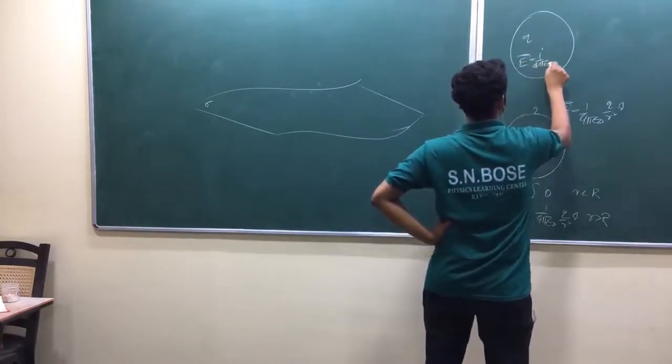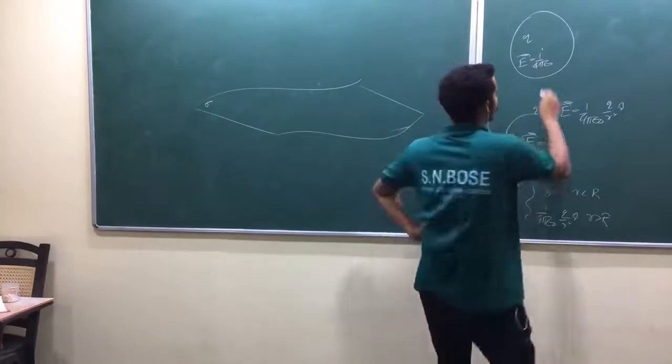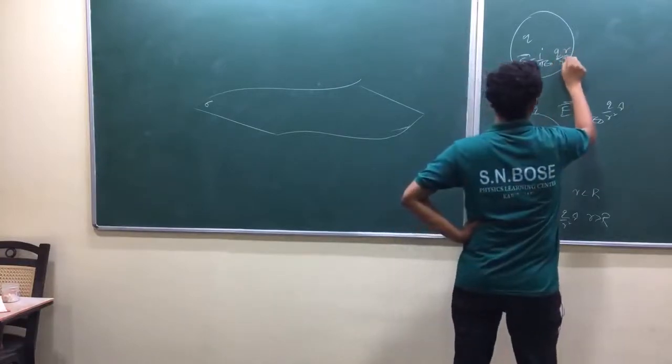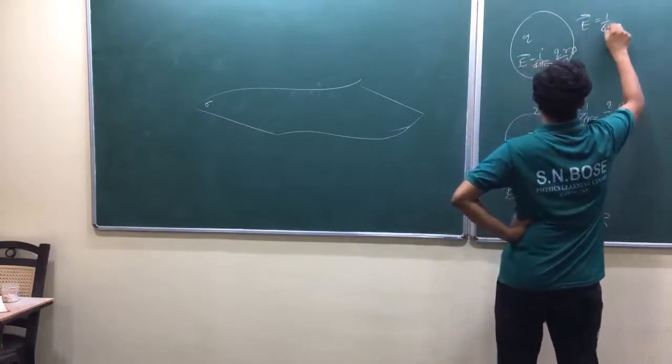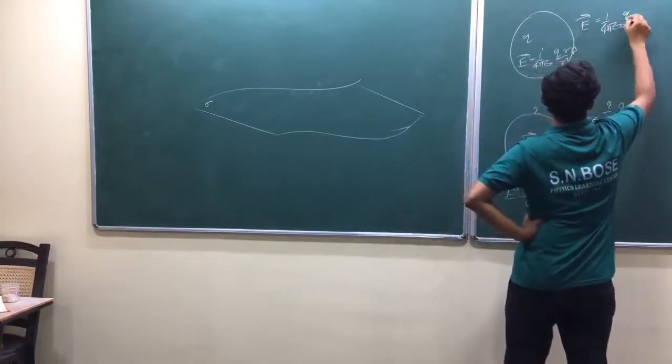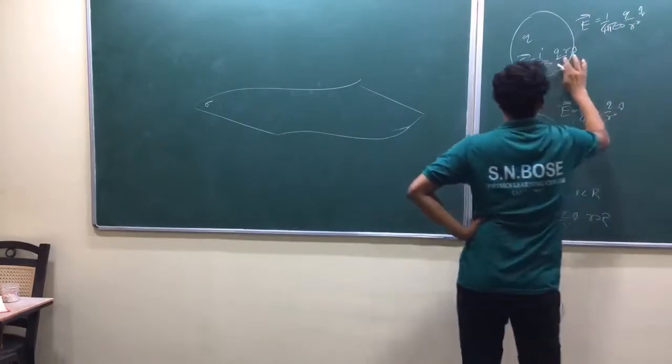1 by 4 pi epsilon naught, Q r by R cube into r cap. Am I right? What is the electric field outside? 1 by 4 pi epsilon naught, Q by r square, r cap. This is capital R cube, sorry.